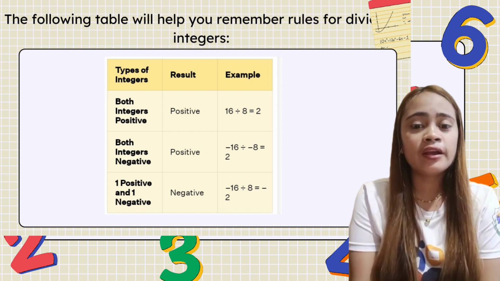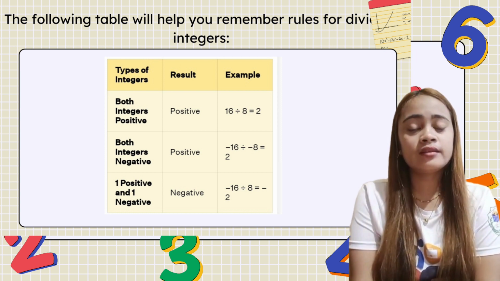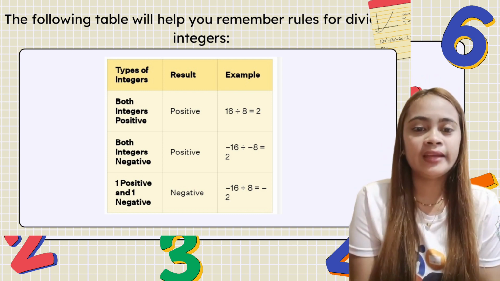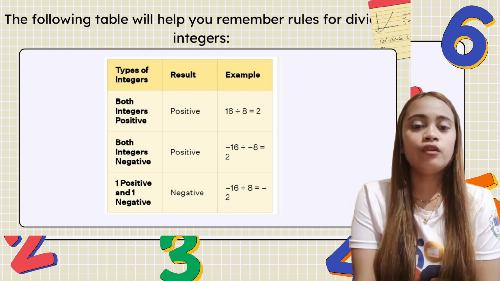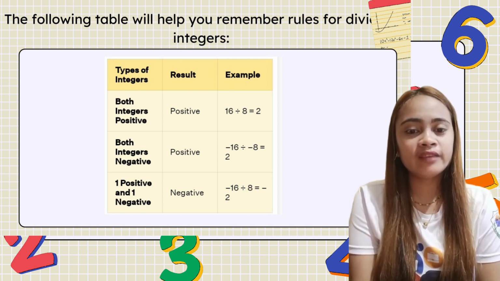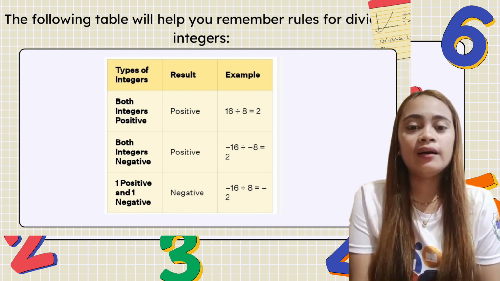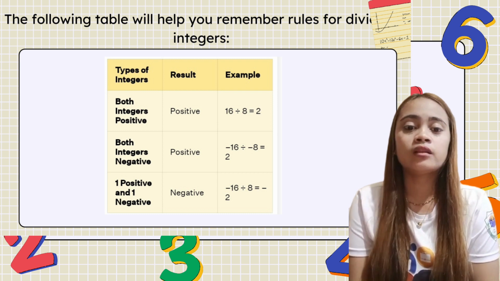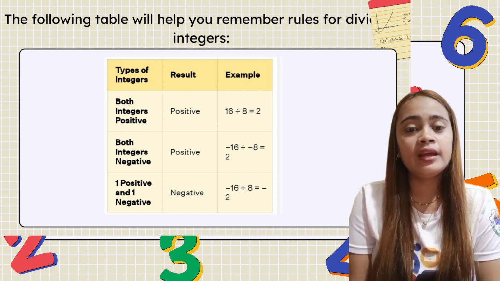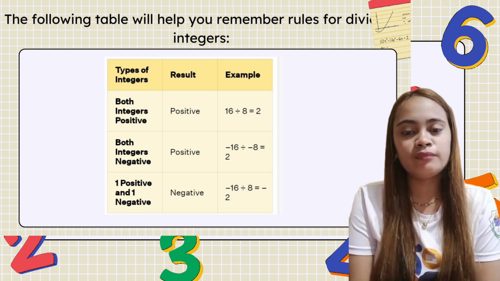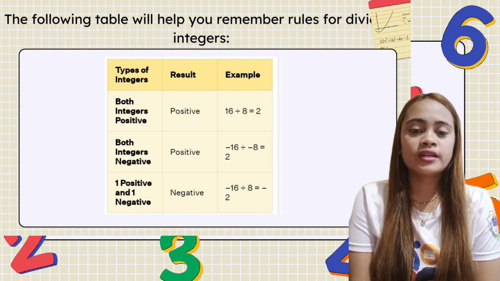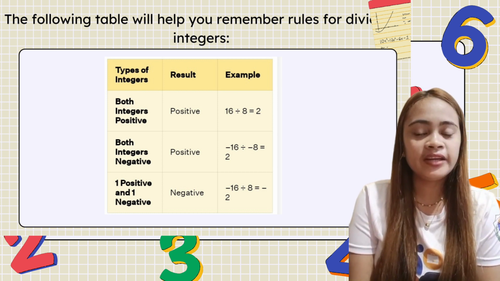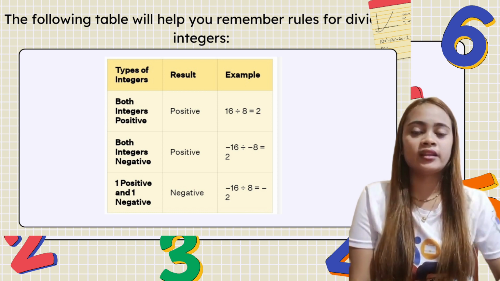Gaya ng sa example, if both positive, of course, the result will be positive. For example, 16 divided by 8 is equal to positive 2. If both negative, of course, the result will be positive. For example, negative 16 divided by negative 8, of course, the result will be positive 2. If magkaiba naman sila ng sign, of course, the result will be negative. For example, negative 16 divided by 8 will result to negative 2.